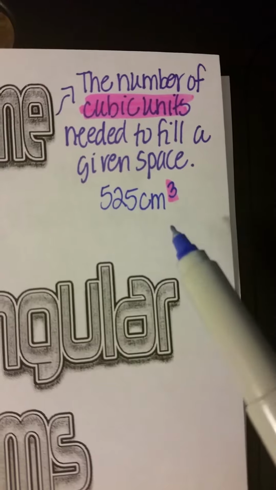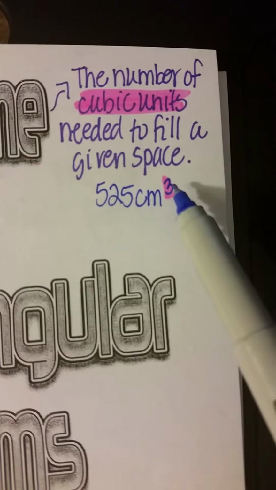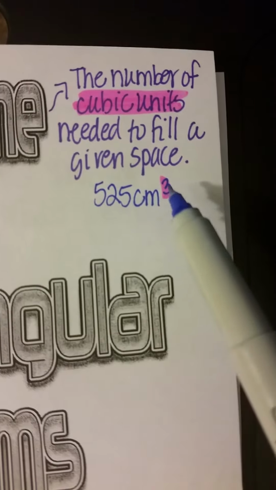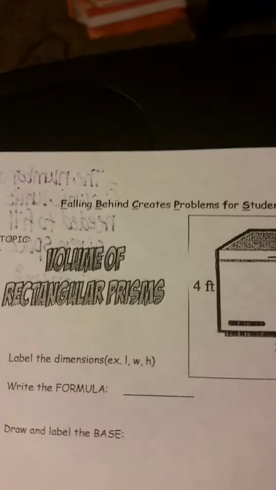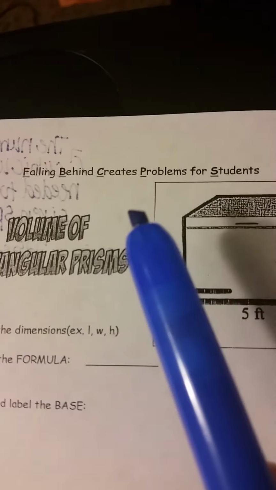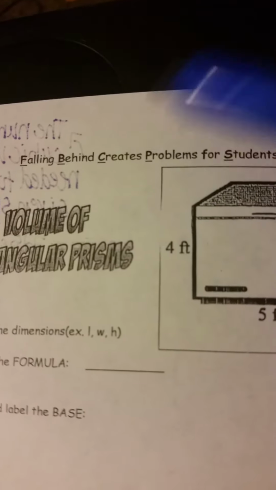But with area, it was square units. With volume, it's cubic units. Okay, so let's turn over on the inside. Let's get started with our first shape here. And as you see on our graphic organizer, I have a little acronym here for you to remember the steps with solving volume problems. Falling behind creates problems for students. Okay. Every underlined letter here represents each step.